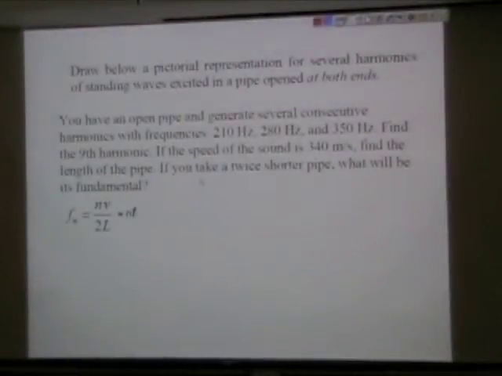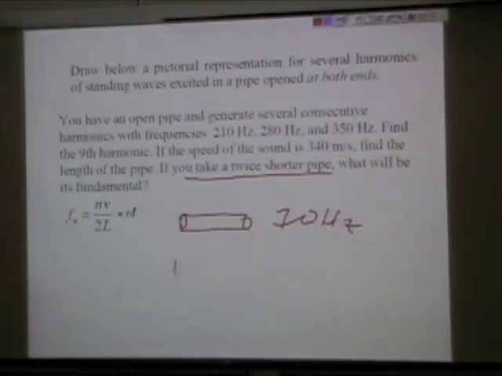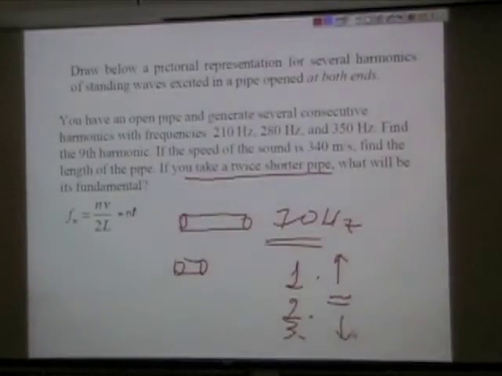if you take a pipe which is twice shorter, what would be the fundamental for that pipe? Well, for the first pipe, the fundamental is 70. So if your second pipe equals a half of the first one, what is happening to the frequency? If you think the frequency goes up, please press 1. If you think the frequency doesn't change, please press 2. And if you think the frequency should go down, decrease in value, please press 3.